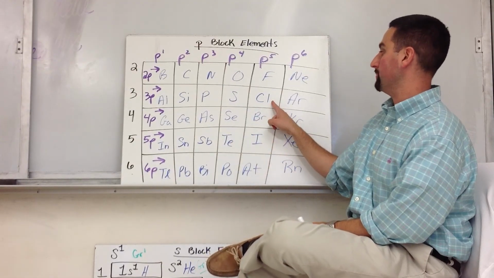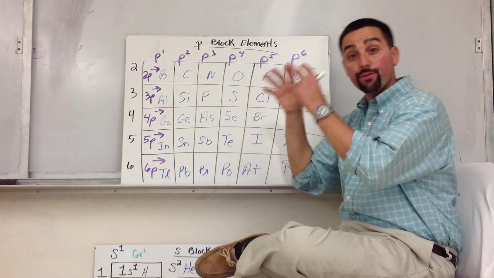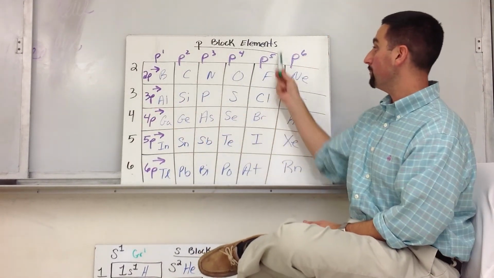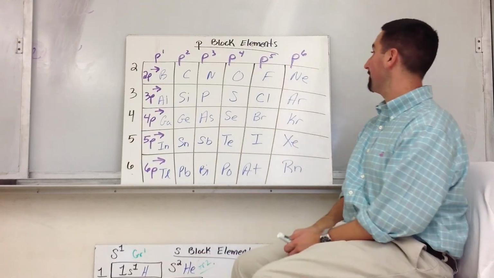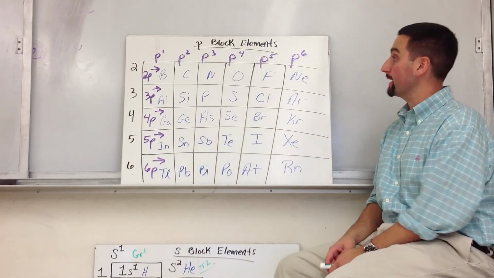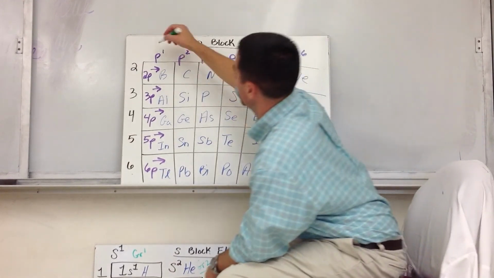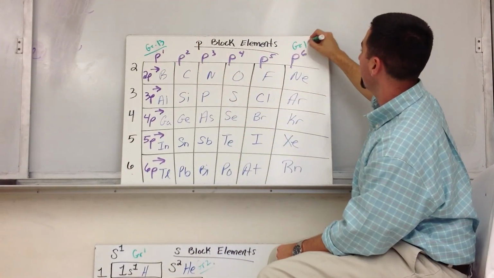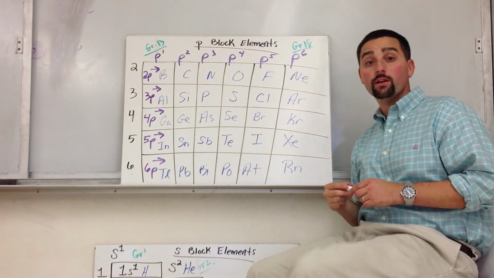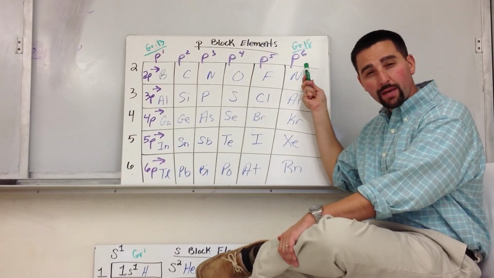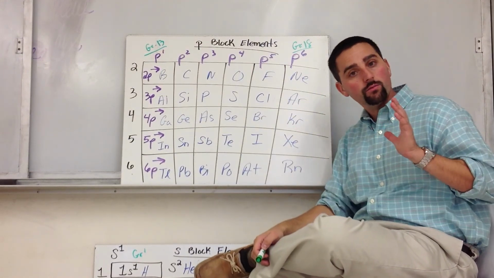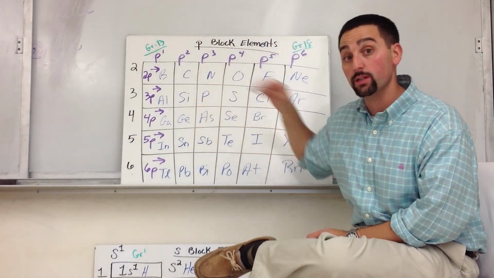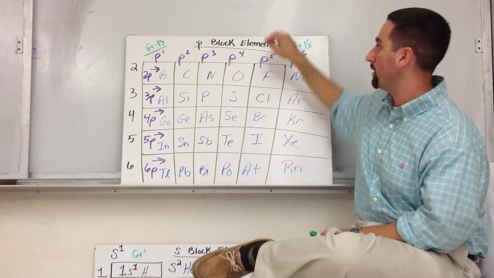Chlorine, for example, is in row 3. It's got 3 shells, and it ends in p5, so it ends in 3p5. And those are the p block elements, groups 13 all the way to group 18. Now notice here, there's no helium. Think back to where helium ends. Helium ends at 1s2. So helium is actually placed in group 18 because of its configuration. It only has one shell.